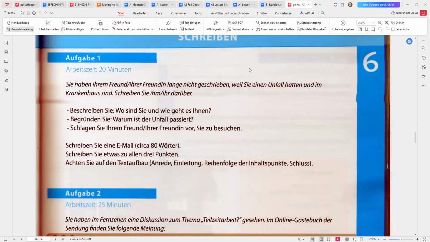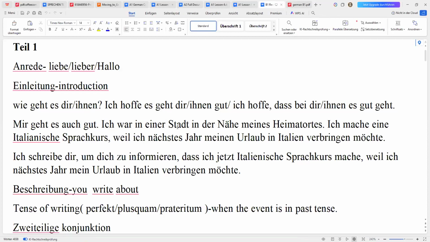They will check if you have Anrede, they will check if you have Einleitung, they will check if you have the correct Reihenfolge, means the sequence. You've started with beschreiben Sie, you've gone to begründen Sie, and you've gone to schlagen Sie Ihrem Freund etwas vor. Note that you must not mix them. You must go with that order in this Teil 1. So, in the Teil 1, what is expected is first the Anrede. There we always go with Liebe if it's a female, or Lieber if it's a male. Or Hallo applies for both.